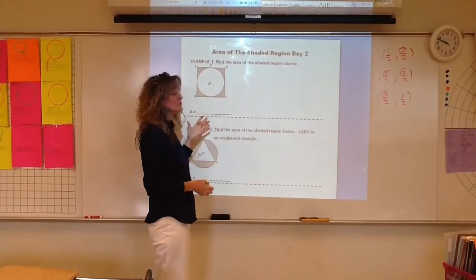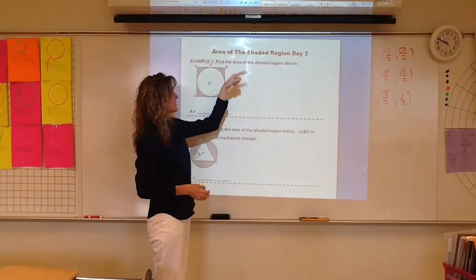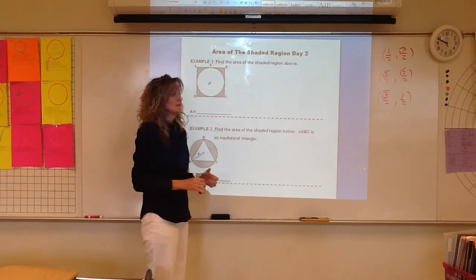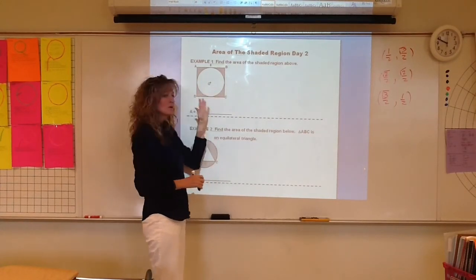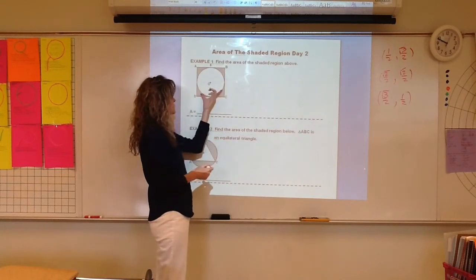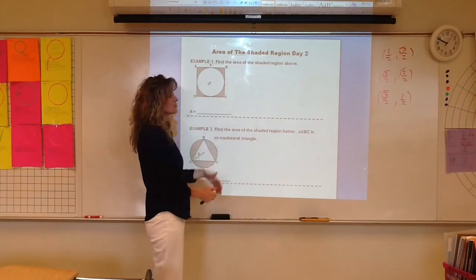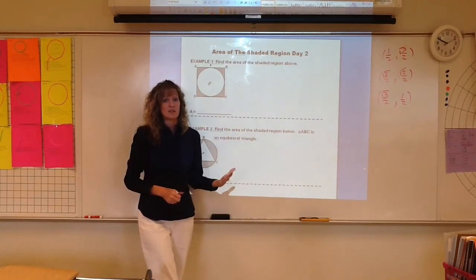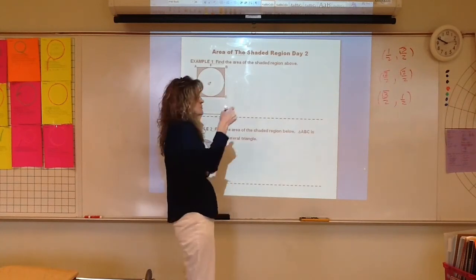Today we're going to continue our lesson of area of the shaded region, and it's basically the same thing as yesterday. We're going to find the area of both shapes, and then we're going to remove the one we don't want. In this case, we don't want the circle. We have a square and a circle. So what you want to do is find the area of both shapes first.